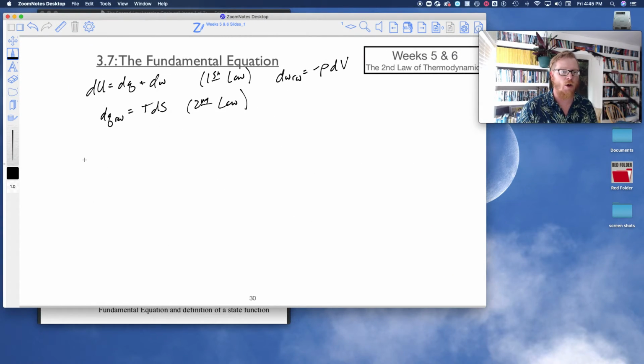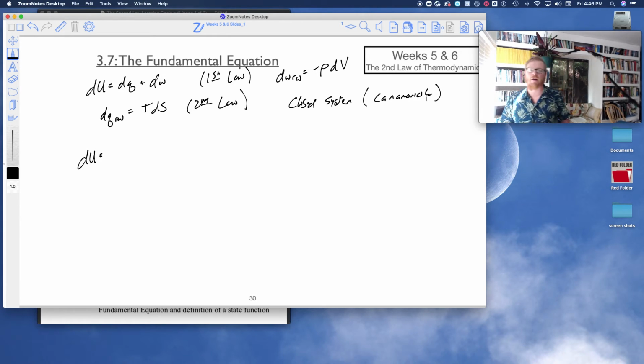So this says now, dU equals, okay, well, I'm going to say we're going to make this a closed system for one. So that gives us the canonical, all right? Wow, I can't write it all. Canonical, right? The canonical system is our closed system that can exchange heat but not number of moles.